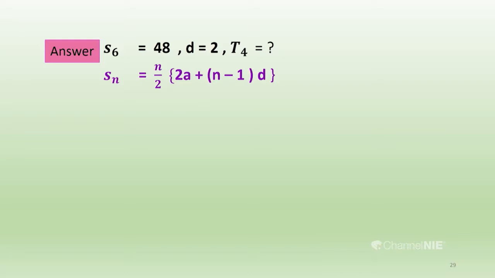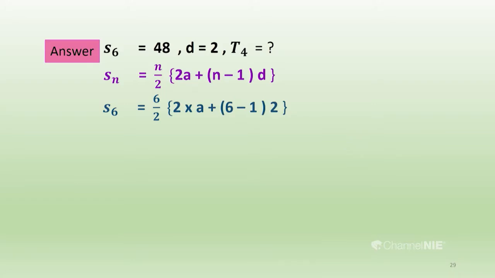Before that I am going to substitute the given values, because here S6 was given. S6 is 48 and n is 6 and the common difference we also know. Then using this we can find the first term. So if you know the first term you can find any term of the progression. How? Because we know the general term. What is that general term? Tn equals a plus (n minus 1)d. Using that you can find any term.